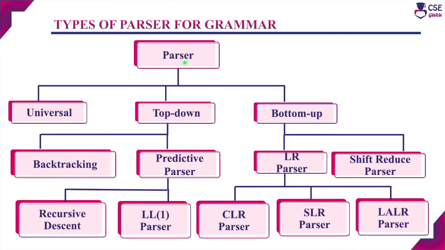In this session, we will discuss the topic types of parser or parsing techniques in compiler design. Parsing is the second phase in compilation. The parser will accept the token stream produced from the lexical analysis phase as an input, and it will construct a tree-like representation called the parse tree as the output.